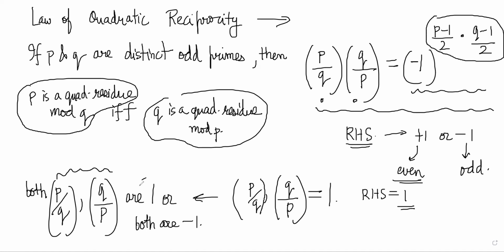If, on the other hand, the RHS was coming out to be -1, what does that mean? That means the product of these two Legendre symbols is equal to -1, which means one of them will be a residue and one of them will be a non-residue, right? So think about it. Let's analyze this exponent part a little bit.